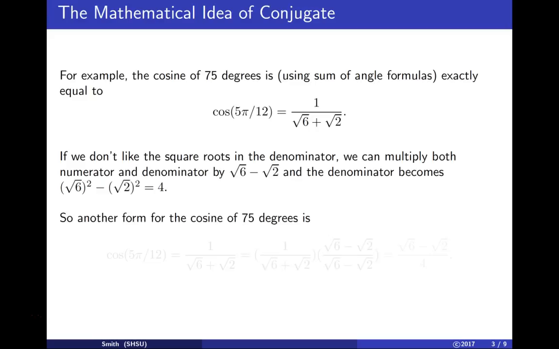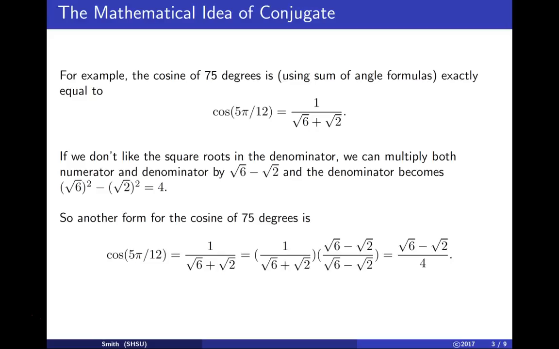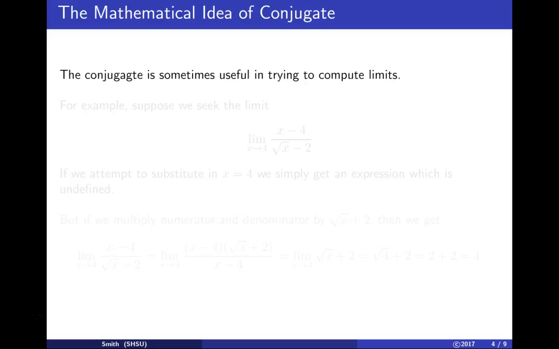So another form for the cosine of 75 degrees is this form we originally had: multiply by the conjugate and simplify. So the square root of 6 minus the square root of 2 over 4. Those are equivalent to the original fraction.